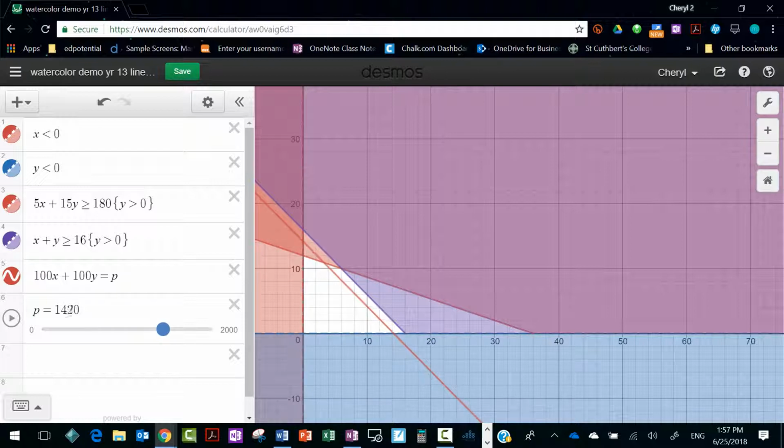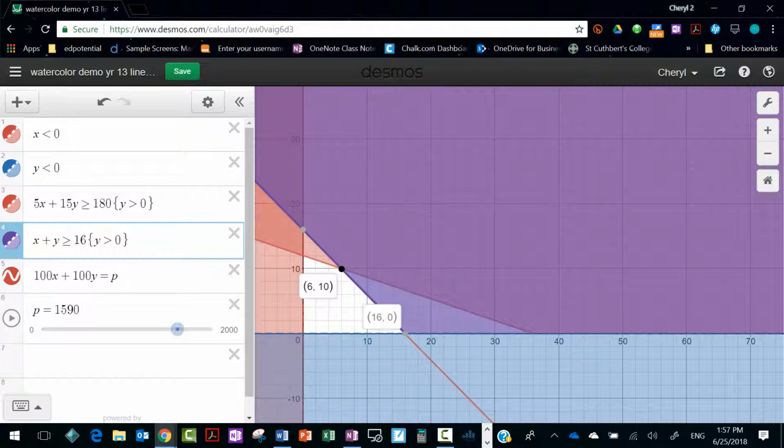And so the last place it exits is actually all along this line, from this point here, 6 and 10, to this point here, 16 and 0. It's all along that line that we get the maximum profit. So all along here, from 6 to 16 along the x-axis, all of these points along this line between these 2 points will give us the same profit.